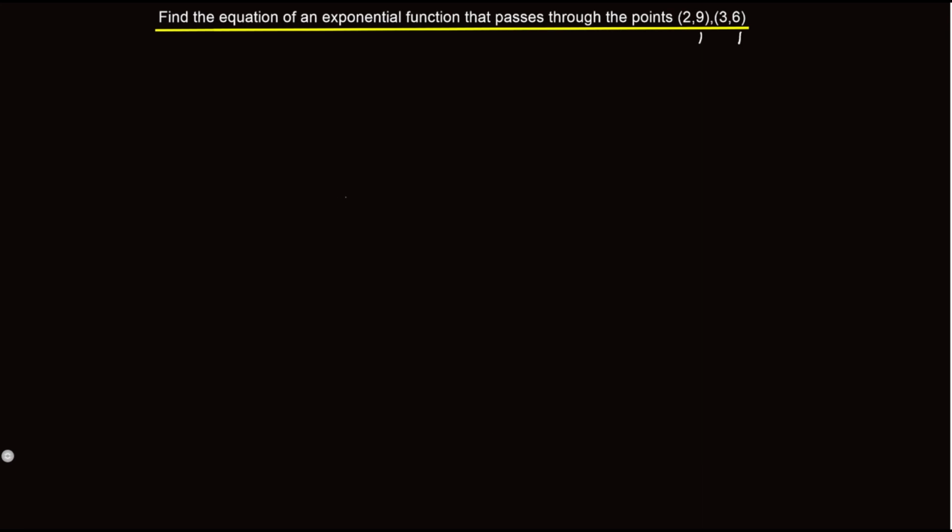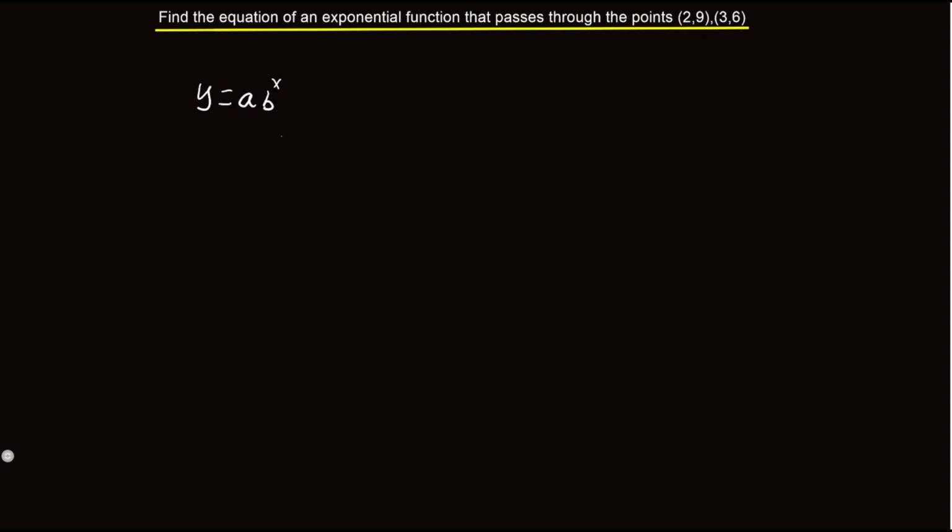So we are asked to find the equation of an exponential function that passes through the points (2, 9) and (3, 6). So we will go ahead and write our equation for our exponential equation, which is y is equal to a times b to the power of x. And our y values are 9 and 6, and our x values are 2 and 3. So that's what we are given.